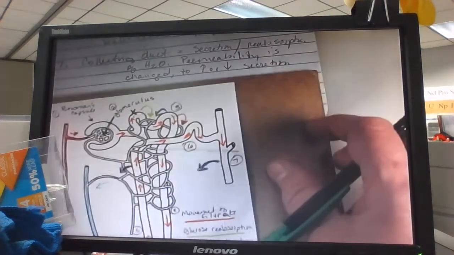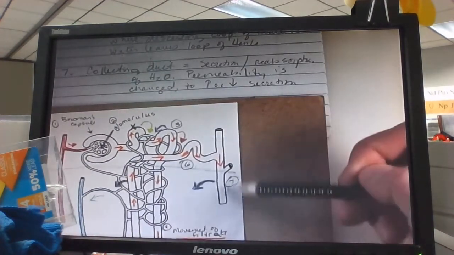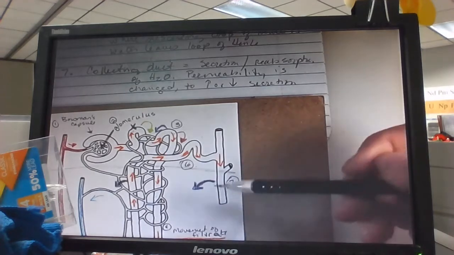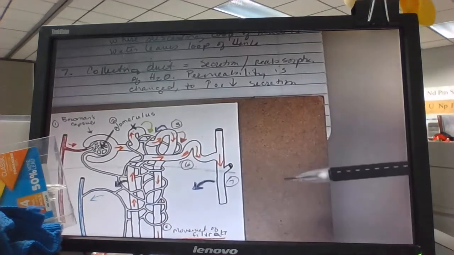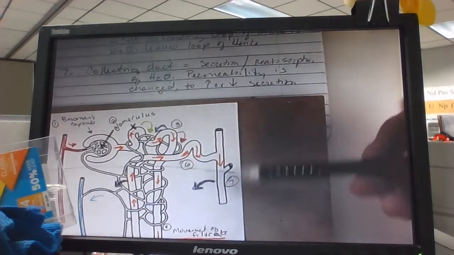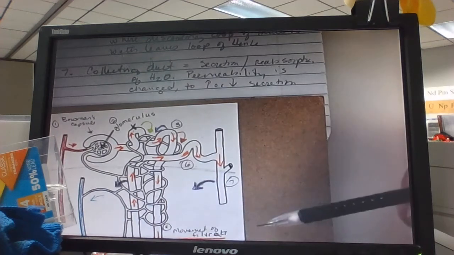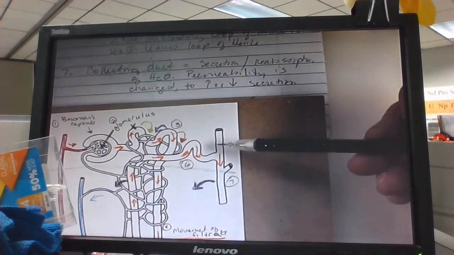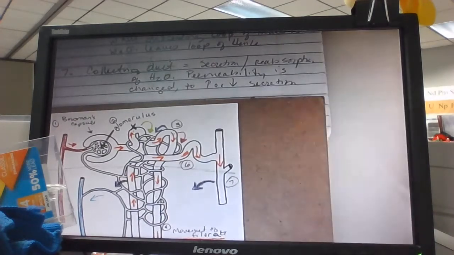And number 7 is our collecting duct. So we do have secretion and reabsorption that can happen here as well, mostly of water. The permeability of the membrane of that tubule is changed. And if it becomes more permeable, it's going to increase secretion. If it becomes less permeable, it's going to decrease secretion.